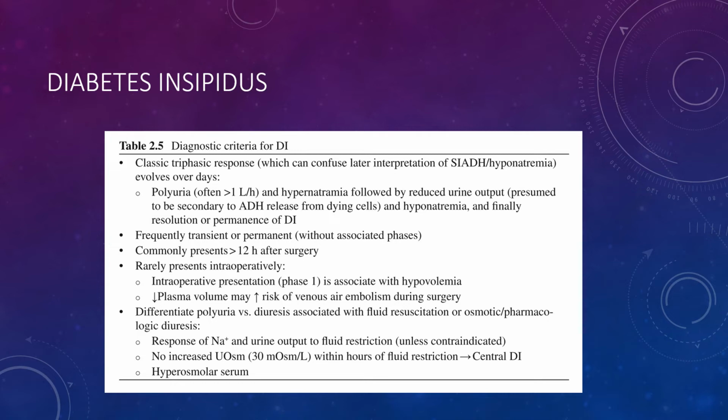If there is an intraoperative presentation, it's normally associated with hypovolemia. And because of the decreased plasma volume, this may actually increase the risk of a venous air embolism during surgery. It's important in diabetes insipidus to differentiate polyuria from the DI versus diuresis associated with fluids or osmotic or pharmacologic agents.